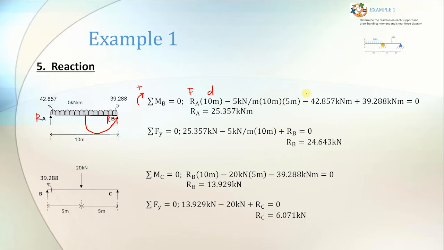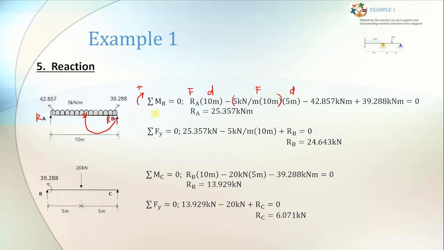And don't forget to times 5 meter because this is the force, and this one is its distance. So distance must be taken from the centroid of the UDL. Half of 10 meter, so 5 meter. Don't forget the moment that you calculated earlier in the distribution table, negative 42.857 because it is counterclockwise, and plus with 39.288 clockwise, equal to 0 because of equilibrium. Then you calculate everything, you will get the value of RA.